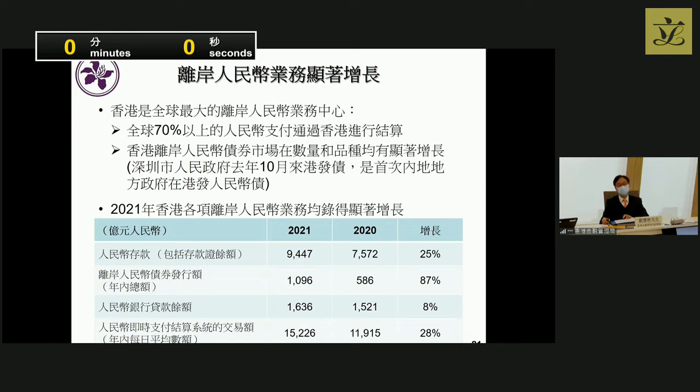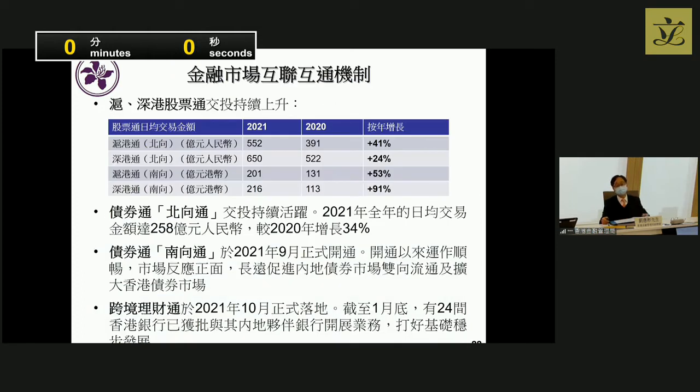Now, in terms of offshore renminbi bonds last year, we recorded significant development. In terms of quantity, there was a growth of 90%. We are seeing a greater variety of products as well. Last year, the Shenzhen Municipal Government for the first time issued renminbi bonds in Hong Kong, and we also have green bonds issued in Hong Kong. This helps deepen and widen our market. In terms of mutual market access, last year was a fruitful year.